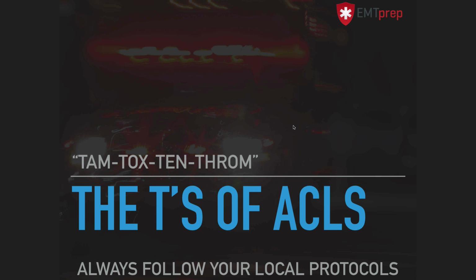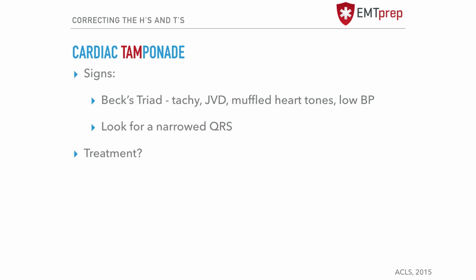All right, moving on to the T's of ACLS. I want you to remember the mnemonic TAM, TOX, TEN, THROMB. Again, always follow your local protocols, but this information will help you clue into some things that you can do with your treatment of the H's and T's. So first, TAM, that's cardiac tamponade, and the signs with this are Beck's triad: tachycardia, JVD, muffled heart tones, and low blood pressure, and look for a narrowed QRS.